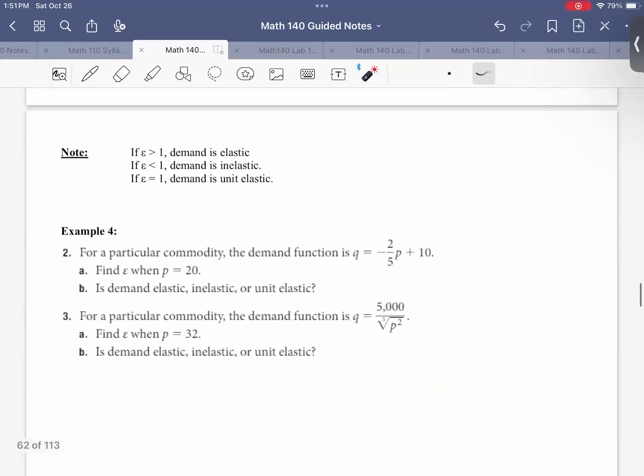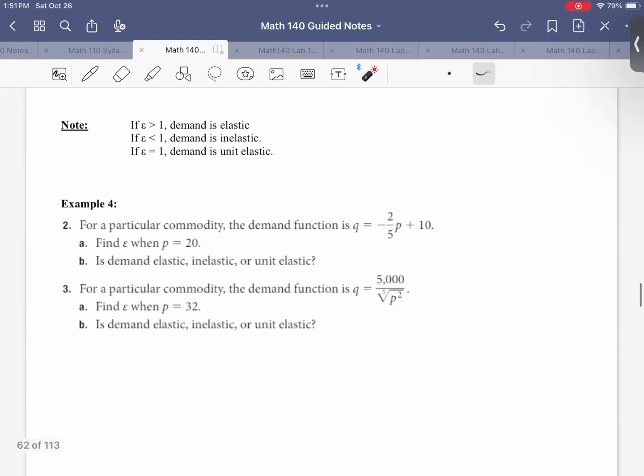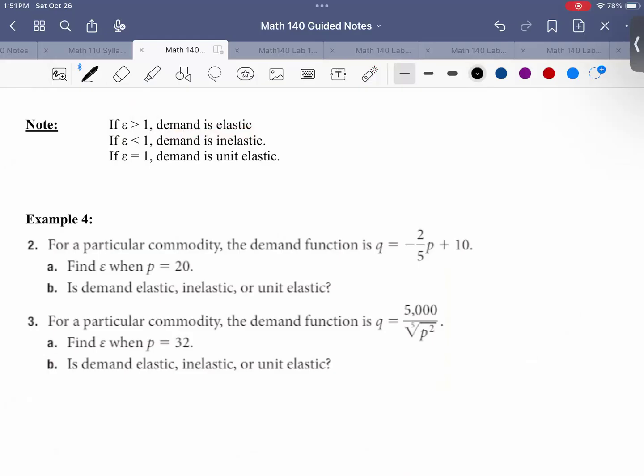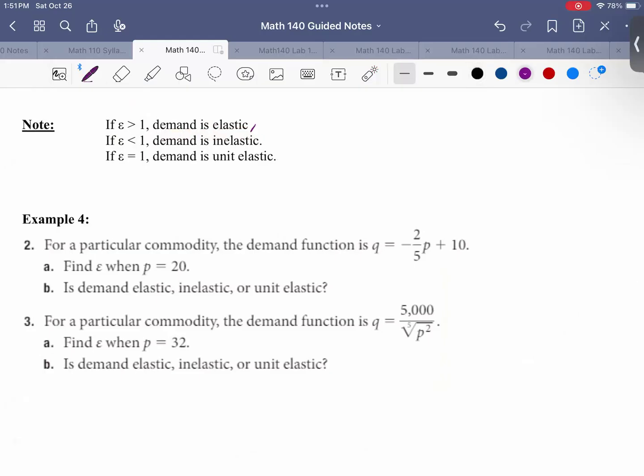So let's go ahead and check out a few questions about these. Before we do, let's get some parameters about elasticity. If epsilon is greater than one, and we're going to get a numerical value for epsilon, then that means the demand is elastic. What this means is revenue decreases with that price increase. So if demand is elastic, revenue decreases with price increase.